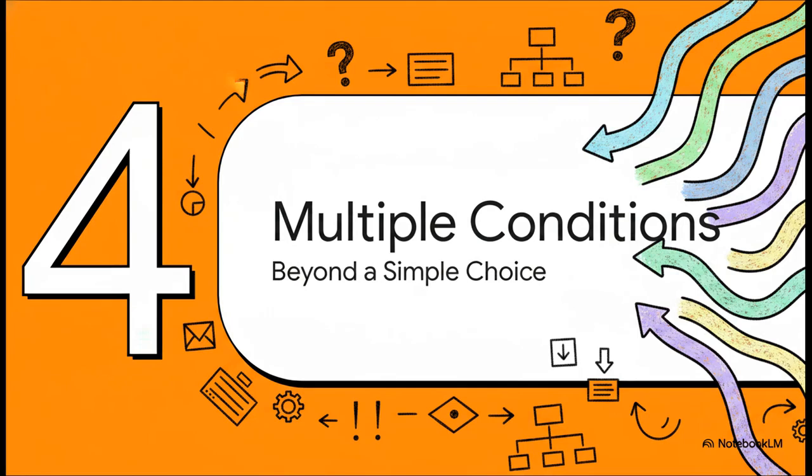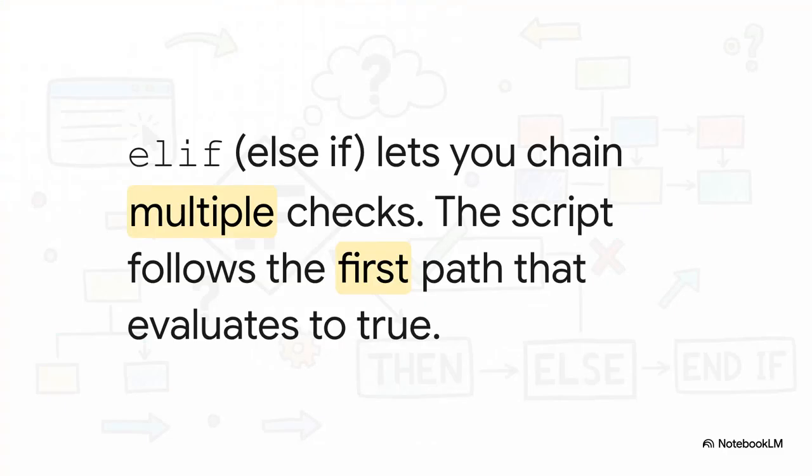Two paths are good, but let's be real. The world is often more complicated than that. What if you need to check for 3 or 4 or even more possibilities? For that, we need to be able to handle multiple conditions. The classic grading example is perfect for showing how we can chain multiple checks together.